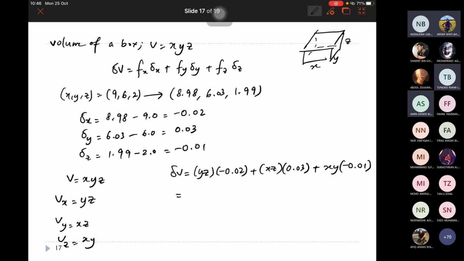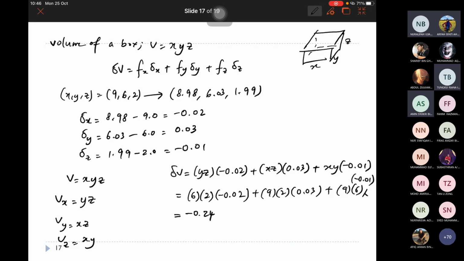So YZ, 6 times 2 times negative 0.02, plus X times negative 0.02, oops, mistake. X is 9, multiplied by 2 times 0.03, plus X is 9 times 6 times negative 0.01. This will equal negative 0.24.